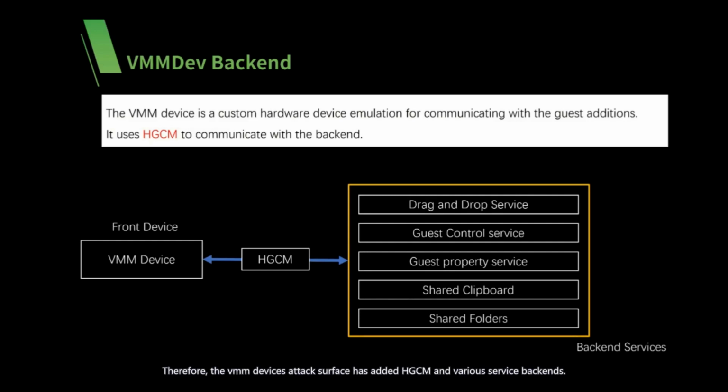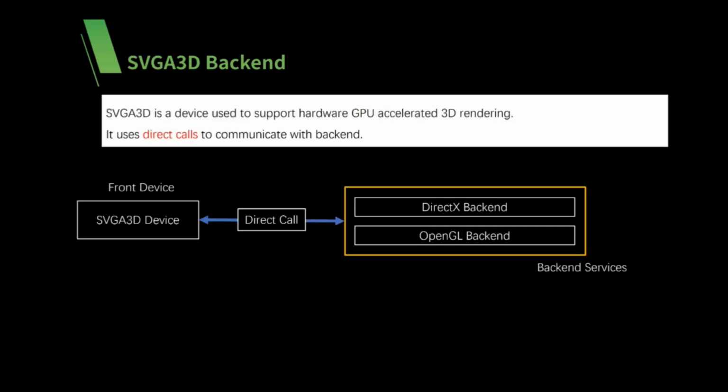Therefore, the VMM device attack surface has added HGCM and various device backends. Next is the SVGA 3D backend. SVGA 3D is a 3D graphics device of VirtualBox. It emulates the function of a GPU. It isn't an emulated hardware device. It customizes the data format, so additional drivers need to be installed in the guest.